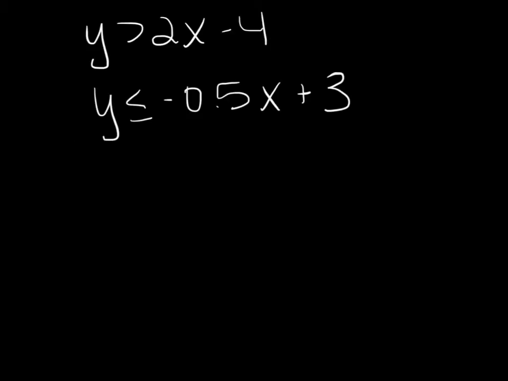The last video was solving systems of equations by graphing, and now we're going to get into solving systems of inequalities by graphing. Okay, so let's start with these inequalities. We've got y is greater than 2x minus 4, and y is less than or equal to negative 0.5x plus 3. So just like we did with the systems of equations, we're going to graph both of the inequalities on the same coordinate system.